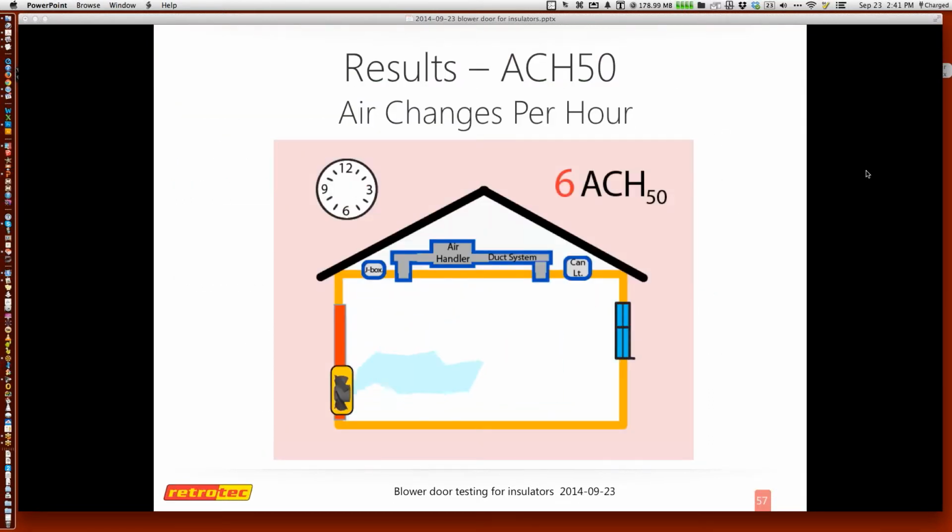Here's what air changes per hour look like. So this is 6 air changes per hour at 50 pascals. The blower door is running, and it's pulling all the air out of the house 6 times in 1 hour, again, with the blower door running. This is considered an average standard. We're headed towards 5. Some structures are headed towards 3. And it's all based on volume. The more volume the house has, the easier it is to pass this type of test or to become compliant.